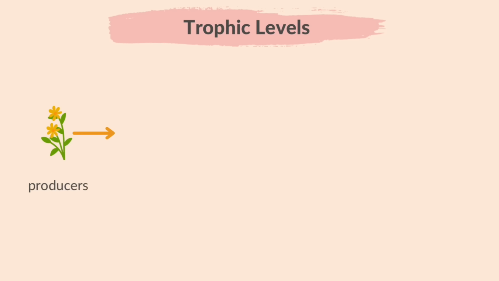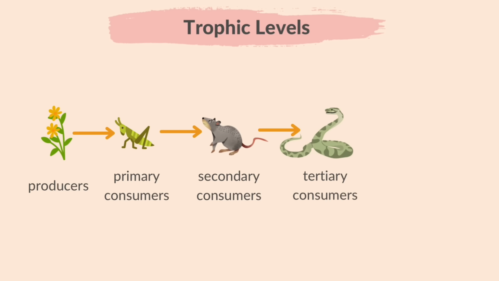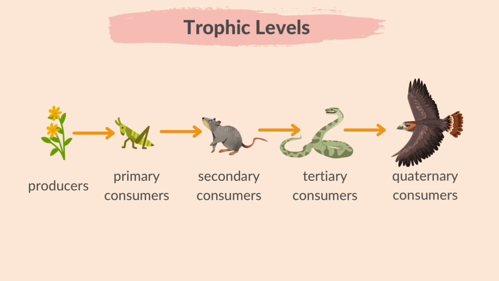So in this example, the plant will be the producer. The grasshopper is the primary consumer. The mouse is the secondary consumer. The snake is the tertiary consumer. And the hawk is the quaternary consumer.